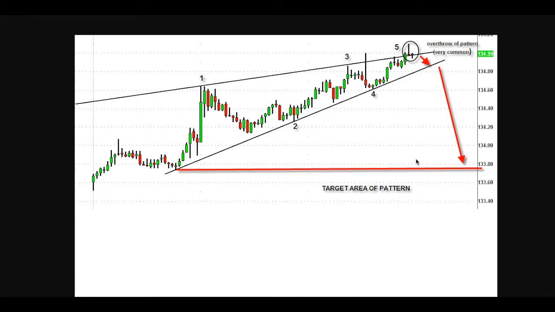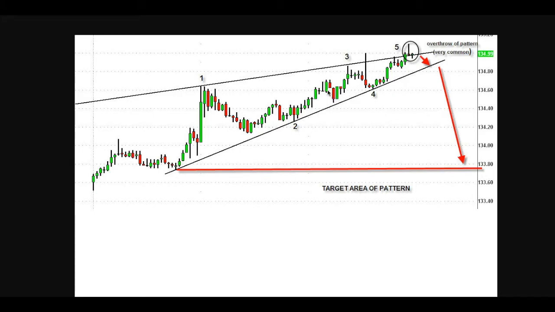So what's an overthrow? Ideally, what I'm talking about when I say an overthrow, it occurs very often in wedges. We saw one in my video for XLK and semiconductors recently. We have our 1, 2, 3, 4, and 5, and our 5th has a long wick to the upside, and it breaks out above this upwards channel line. And then we fall back into the pattern, and then we break much lower after that. This is for a bullish or ascending wedge.